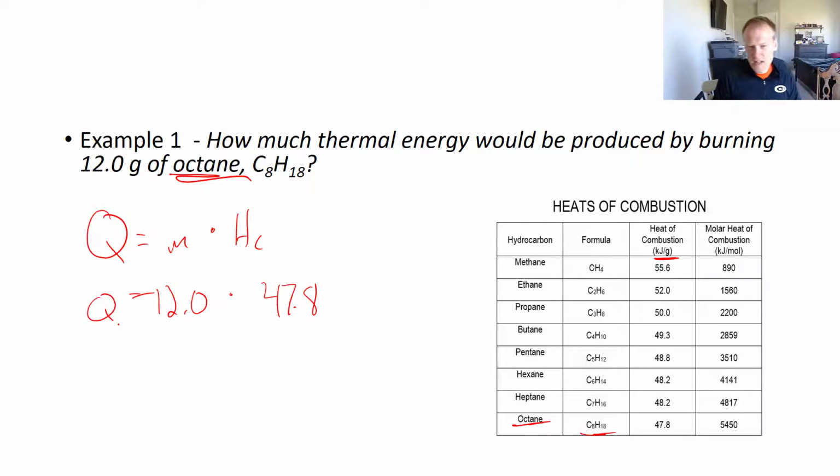You would multiply those together, and you'd get 573.6 kilojoules. So in other words, if you have 12 grams of octane and burn it, this is how much energy or heat you would give off. All right?